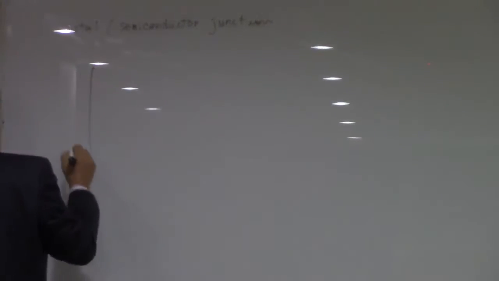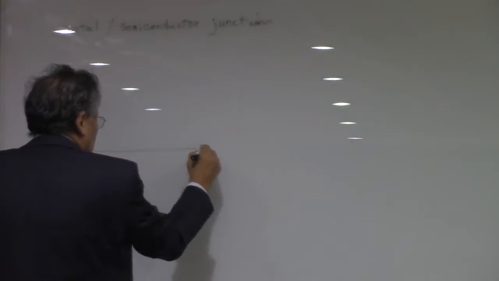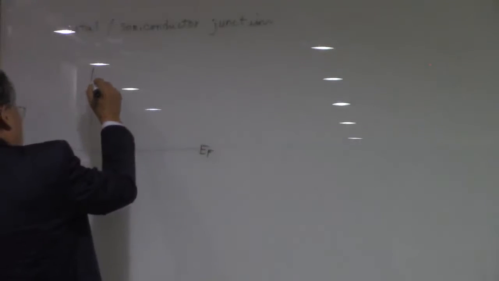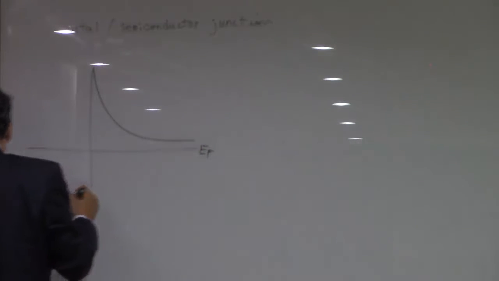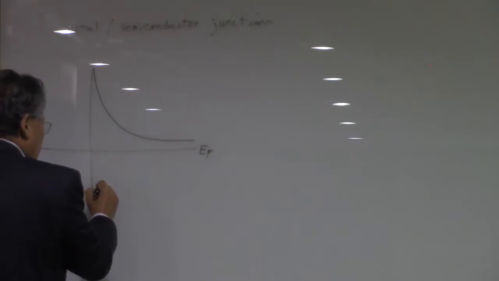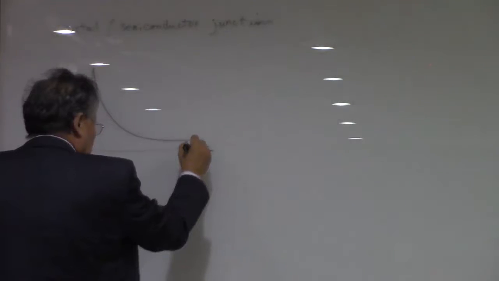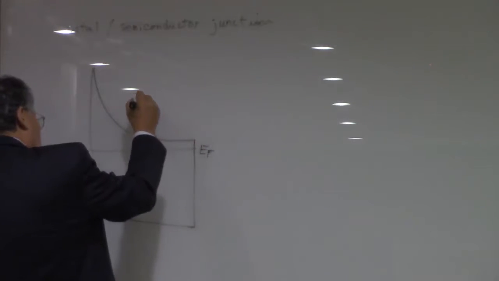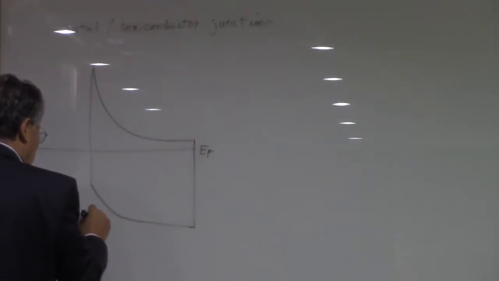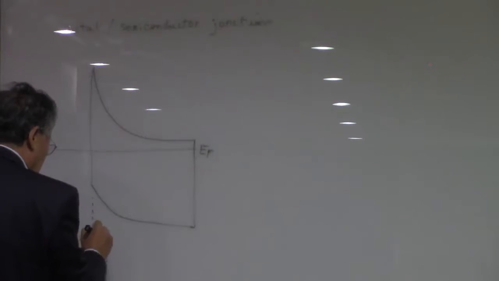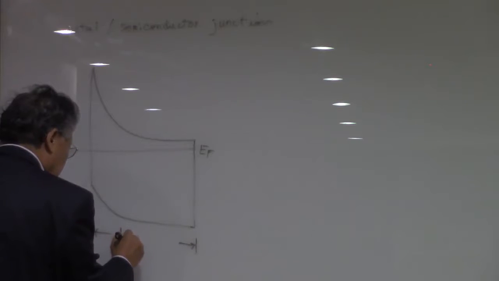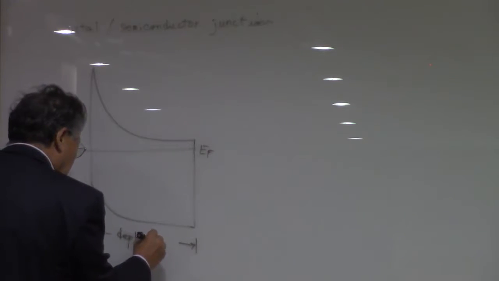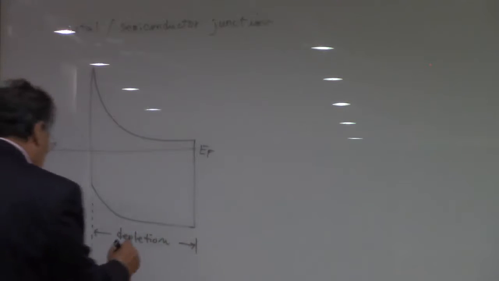the band diagram is going to look like this. This is the Fermi energy, and then you're going to have a band bending like this, and we call this whole area a depletion region.